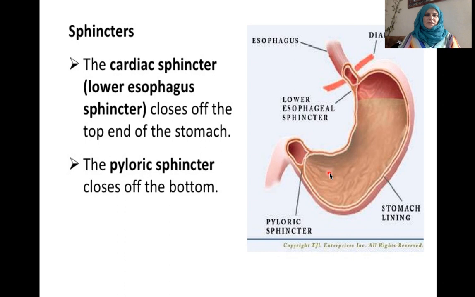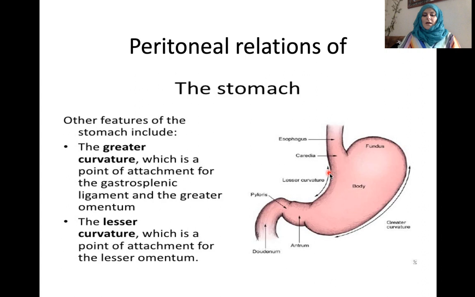Now the relations. When we describe the stomach, or any organ, we mention the peritoneal relations and the visceral relations. Peritoneal relations means whether it is covered by peritoneum or not, and which ligaments it is attached to. We know that the viscera in the abdomen are close to each other, covered partially or completely by peritoneum, and these peritoneal layers are thickened at certain regions, acting as ligaments to connect organs to the wall, to a nearby organ, or to a structure. So I have peritoneal folds and peritoneal ligaments.